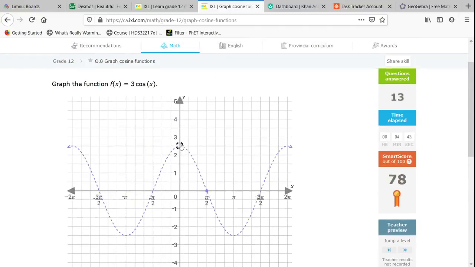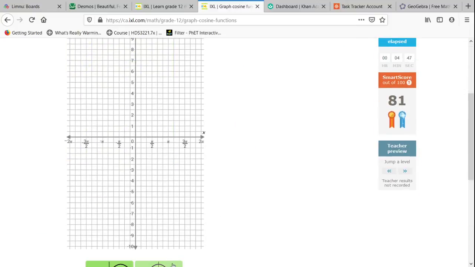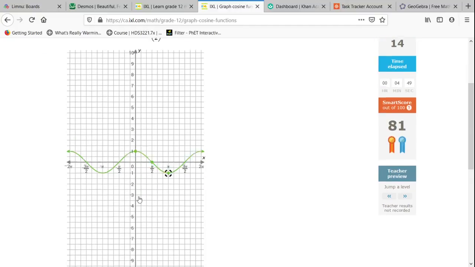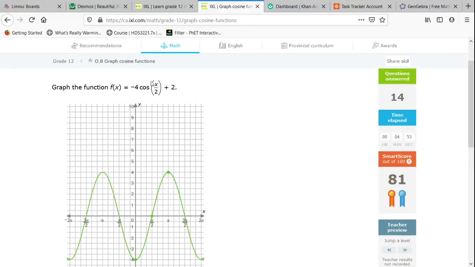Now here, cosine of 3x. Simple enough at this point. Our amplitude is negative 4. Our period is going to be 2 pi divided by 1/2, which makes 4 pi. So we double our distance and shift it over again. So that is now 4 pi between the two maximums. We're good there. And then we have to add 2.